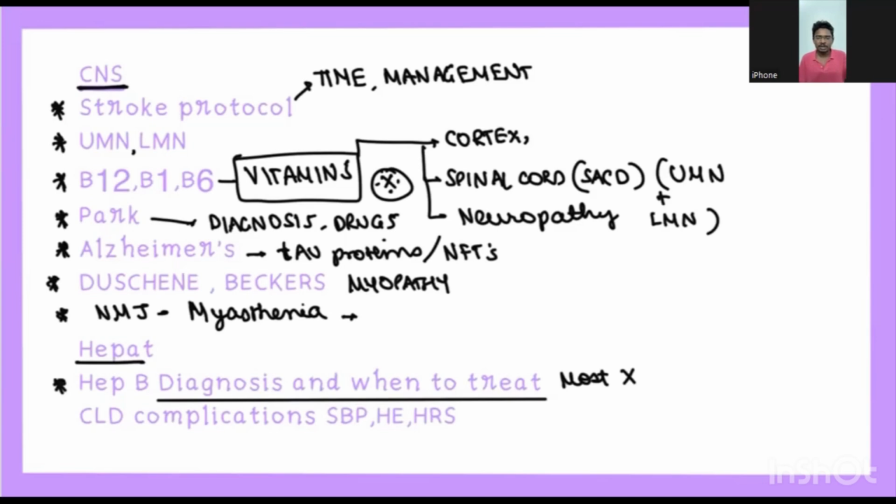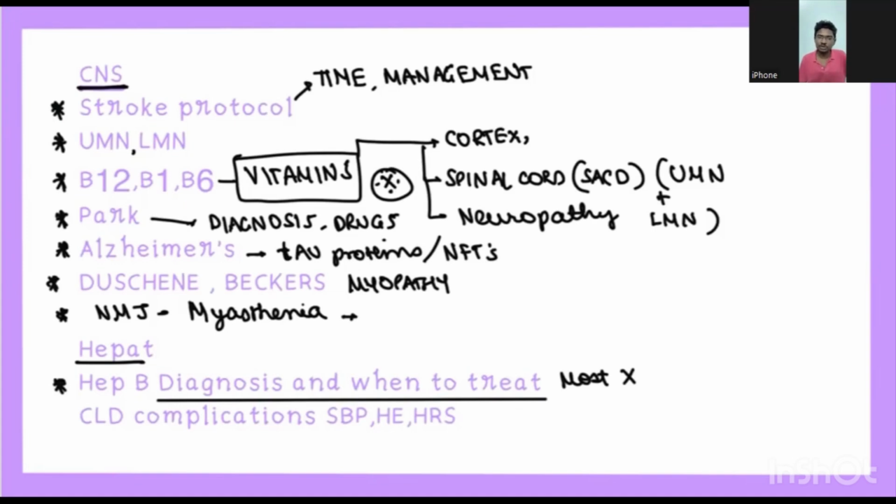Okay. Next, coming on to hepatology. In the hepatology segment, they are repetitively asking; I can definitely tell, they repeatedly ask this hepatitis B portion. At least you should know the diagnosis, how to diagnose a case of hepatitis B, these antibodies and these antigens. This you should be knowing. And when you should treat a patient of hepatitis B, this also you should be knowing.